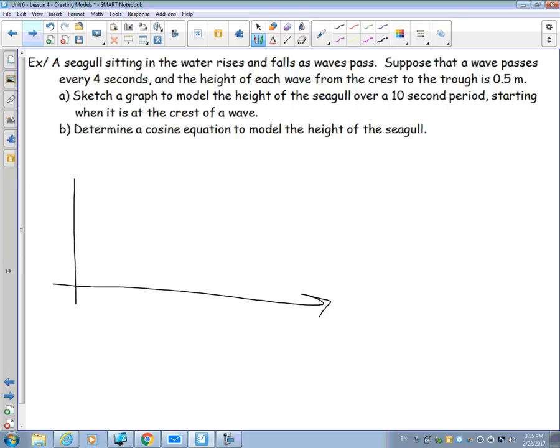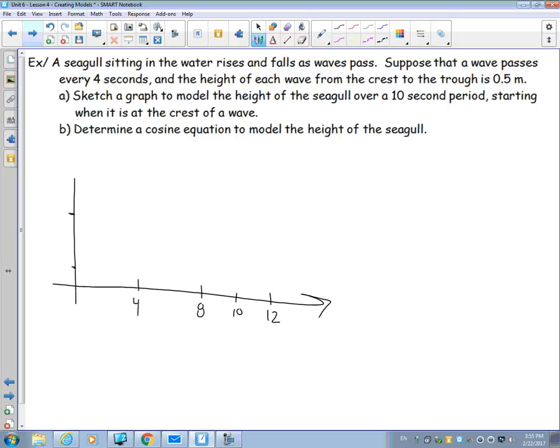So we know that the wave goes by every 4 seconds. So 4 seconds is a cycle, right? We only asked the graph to 10, but we can show what 4 seconds look like. The height of the wave from crest to trough is 0.5 meters. So we get a choice on our vertical axis here. We know the difference between the bottom of the wave and the top of the wave has to be 0.5 meters. But nothing says we have to start at 0.